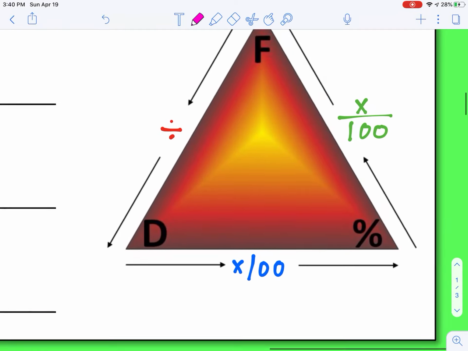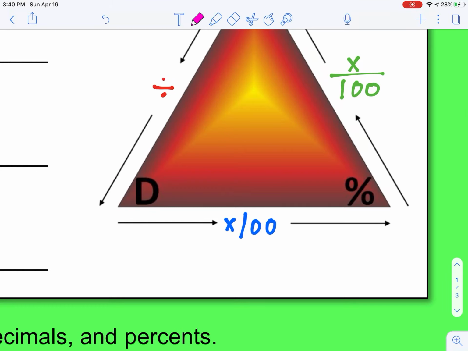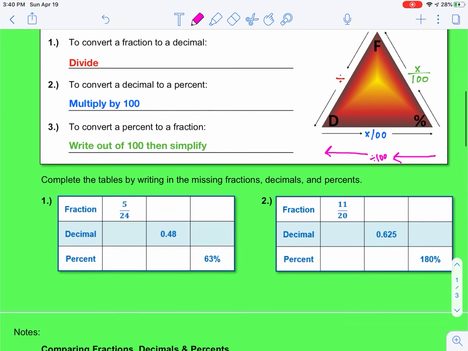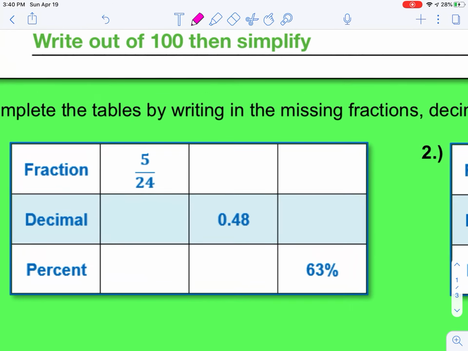Now I'm going to add one little extra one on here. It is nice to know that if you go backwards here on the bottom, if I go from percent to decimal, I could actually just divide by 100, since it's the opposite of multiplying by 100. So we have a couple examples to do together here. And I'm going to start on the top.